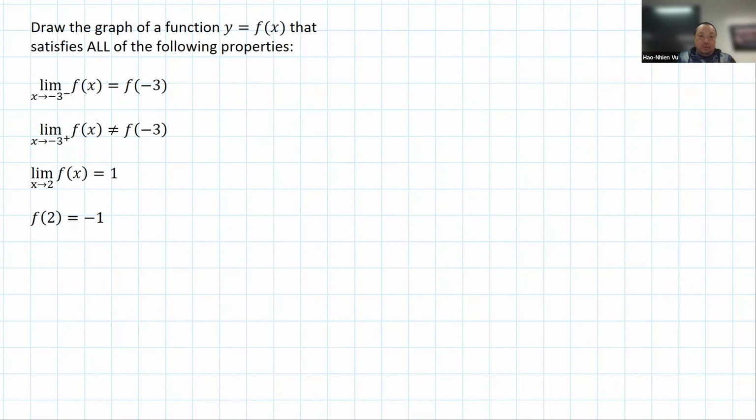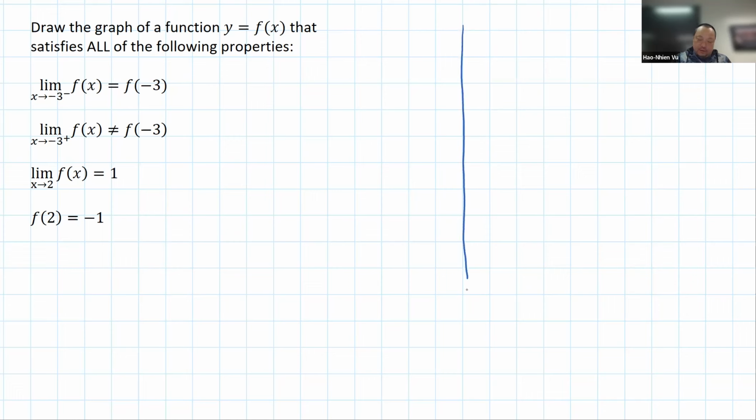Draw the graph of a function y equals f(x) that satisfies all of the following properties. First of all, there's a limit as x approaches -3 with a superscript of negative, meaning it approaches from the left. A limit as x approaches -3 on the right, and the relationship with the value of the function at -3. Third condition is that the limit as x approaches 2 of f(x) has to be equal to 1, but the value of the function f at 2 has to be equal to -1.